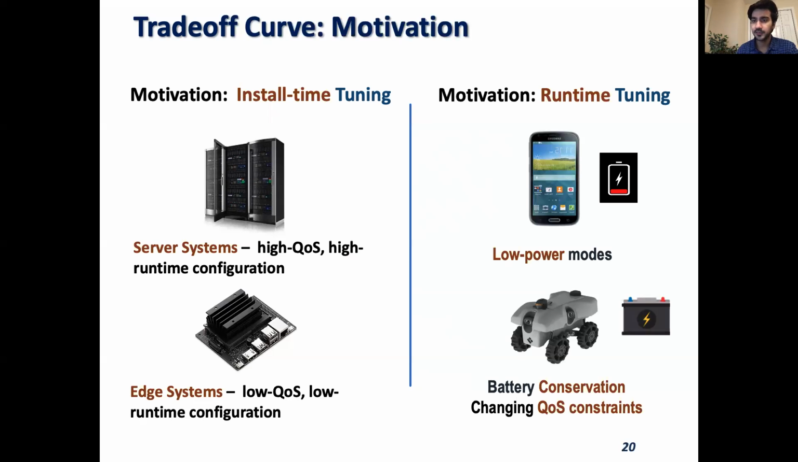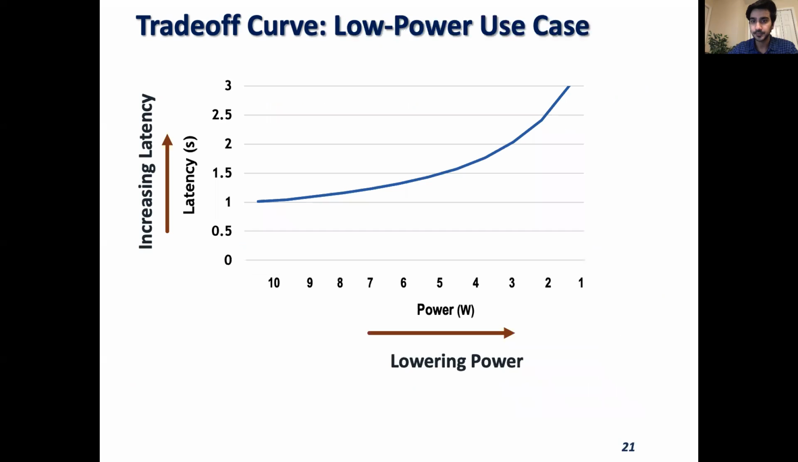Also, the trade-off curve facilitates approximation tuning in scenarios where runtime conditions change, examples of which include low power modes in phones and battery conservation modes in robotics, to name a few such conditions. I'll take the low power mode example in edge devices to show how runtime approximation tuning can be helpful.